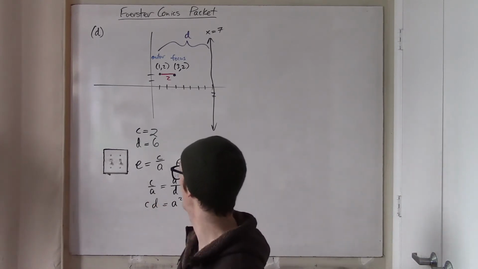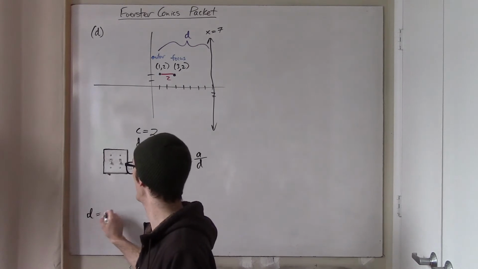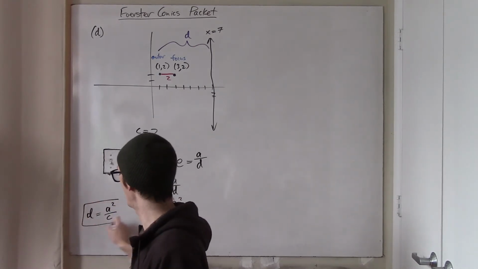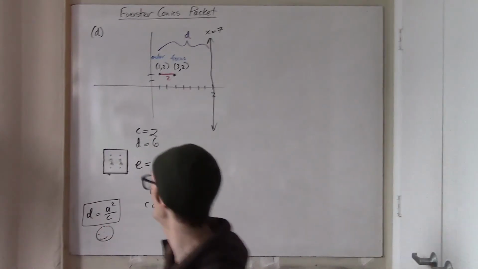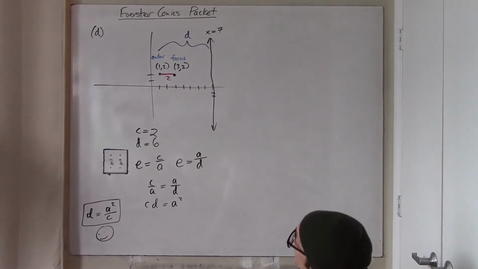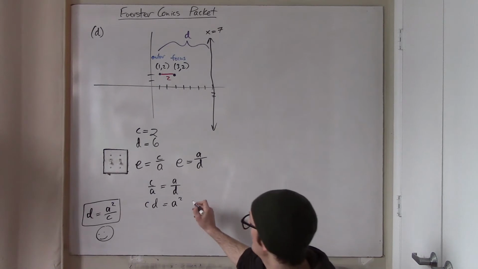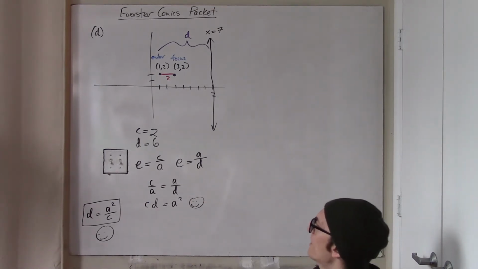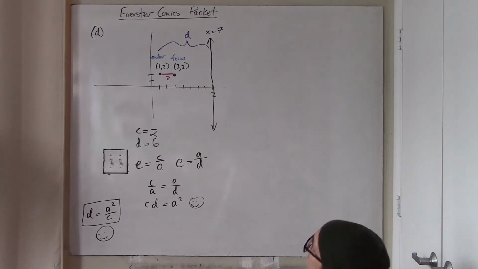You might have memorized this formula as D is A squared over C, because that's a useful thing to know. But for our purposes right now, I think this is what I want, this right here, because it means I can just calculate A right now. So this is a pretty exciting problem.